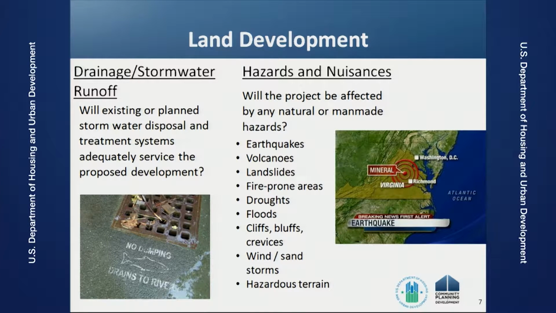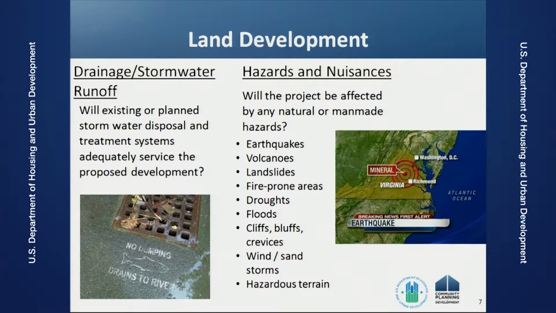Next, under land development is drainage, stormwater runoff, and hazards and nuisances. Will existing or planned stormwater disposal and treatment systems adequately service the proposed development? Will the proposed project be adversely affected by proximity to these facilities? Will the project be impacted by hazards or nuisances, whether natural or man-made?